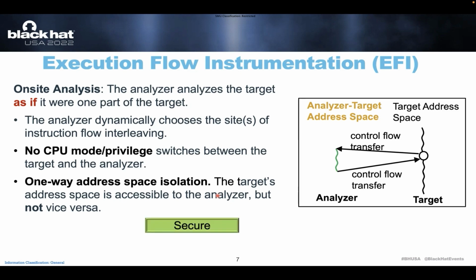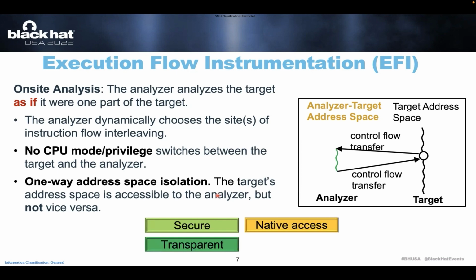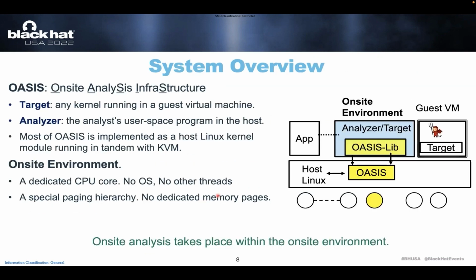So if we can solve these issues, then we get secure and transparent analysis, and we can also have native access. The analyzer can read everything in the kernel's virtual memory, and we can allow cross-space analysis, because the whole address space is shared with the analyzer. Then how can we do that? We designed this infrastructure called OASIS, which stands for Onsite Analysis Infrastructure.